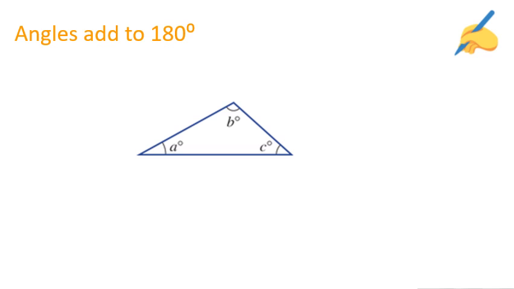Interior angles, so the angles inside a triangle, add up to 180 degrees. So for this triangle here, A plus B plus C equals 180.